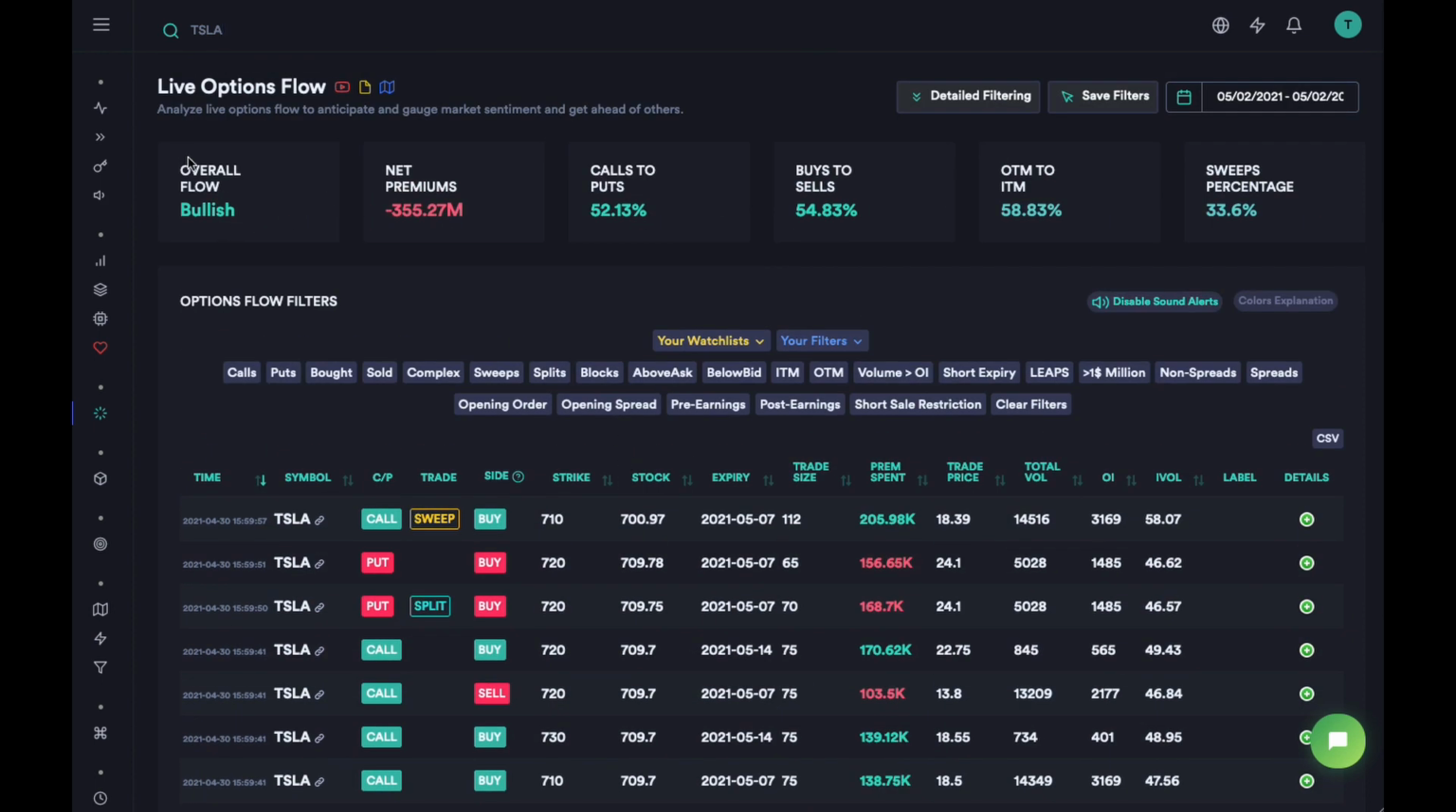Now if you've seen our crash course and our video on live options flow, you might see that these stats are not very good, especially for a swing setup. Just by looking at these stats, we can see that the net premiums are bearish, the calls to puts are about 50%, not many calls as compared to puts, and the bias to sells is about 50% in sell. So there is a lot of indecision that we can see based on just these values.